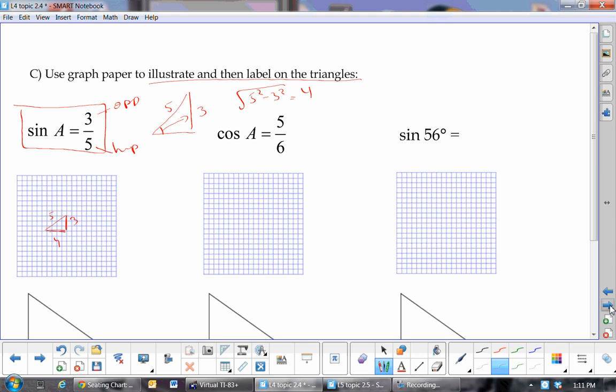This one stung a little bit for the other class. We'll see how this one goes. Draw me a triangle for sine 5 over 6. Okay? Give me some suggestions to start this one.